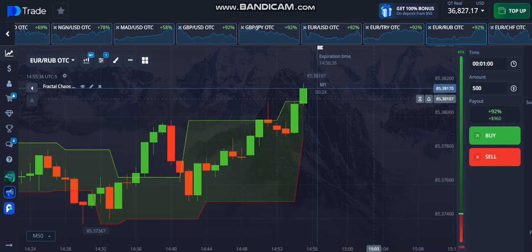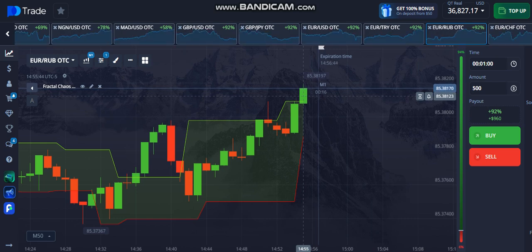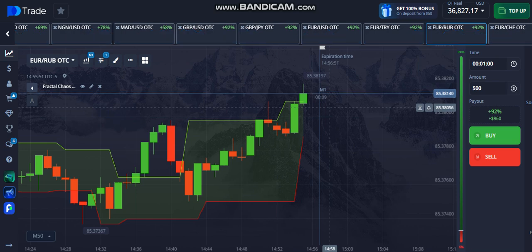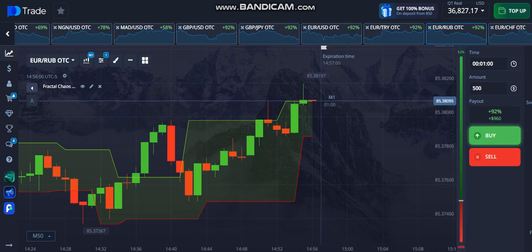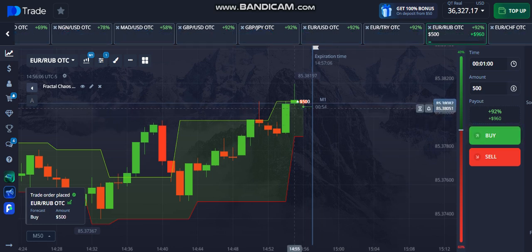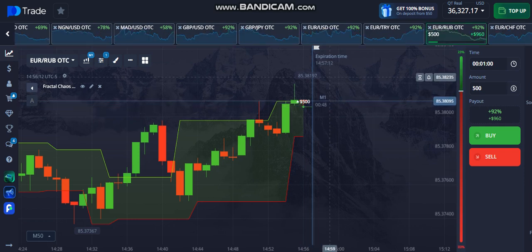Okay, I'm on the Euro Russian ruble OTC pair. And if you notice here, this candle is outside the upper boundary of the Fractal Chaos Band. So what I'm going to do is wait for the candle to close outside the band and take a buy trade. All right. So the candle just barely closed outside the band line here, but I'm still predicting a bullish breakout to the upside. So let's monitor this trade and wait for the expiry.